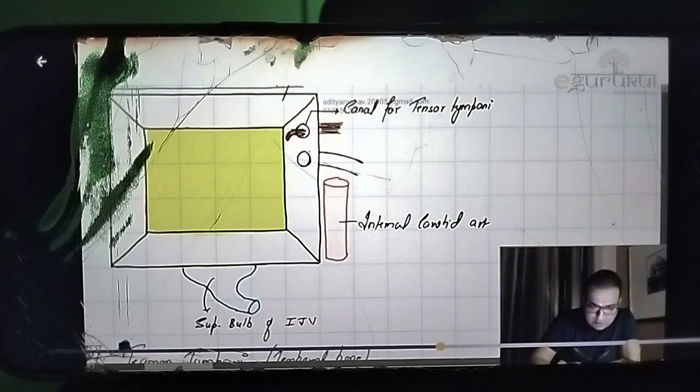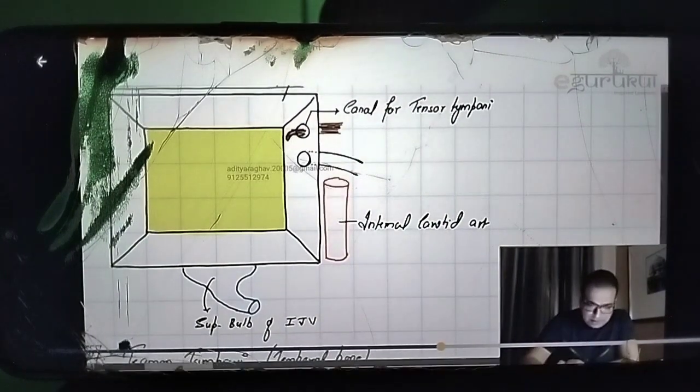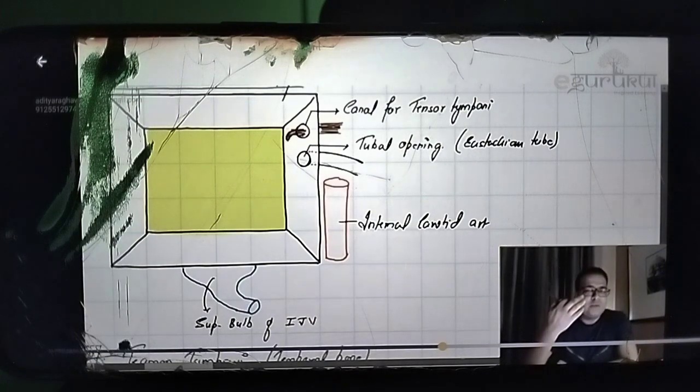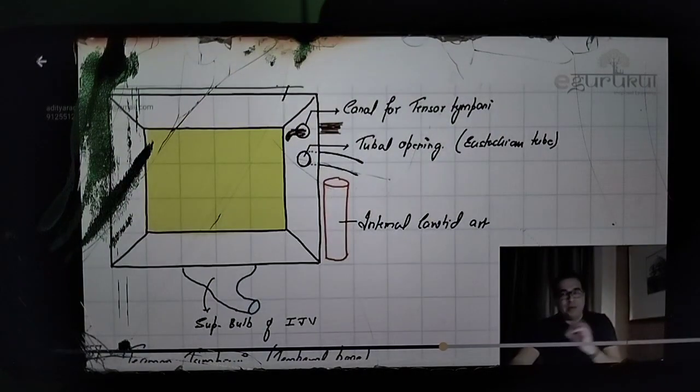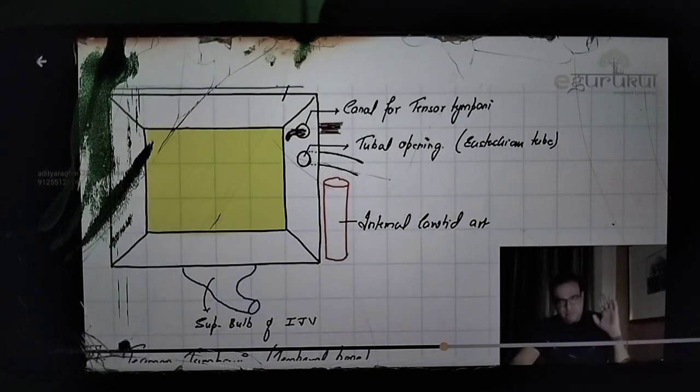Auditory tube or eustachian tube, right? That's what we have been talking about. So this here is called the tubal opening. Obviously, this tubal opening is for the eustachian tube. We know where the eustachian tube opens in the nasopharynx, right? Behind the inferior nasal concha. So that opening is the medial opening, and the lateral opening is on the anterior wall of middle ear. So when you think of the anterior wall of middle ear, there are four important things.